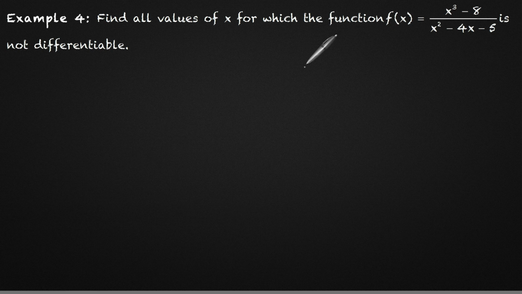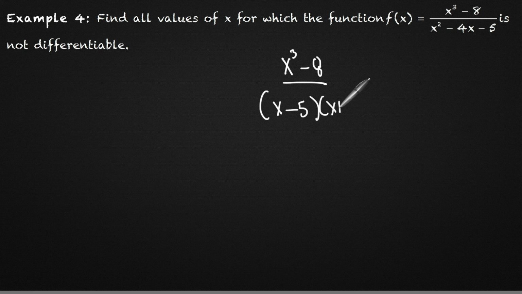So let's see if we can factor the denominator here. We factor the denominator into x minus 5 and x plus 1. So we know that x cannot equal 5 and x cannot equal -1. The function will have vertical asymptotes at those 2 points. And so if there are vertical asymptotes at that point, that means it's not continuous at that point. And if it's not continuous at those points, then it is not differentiable at these points.